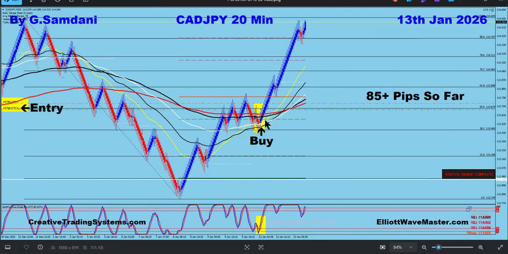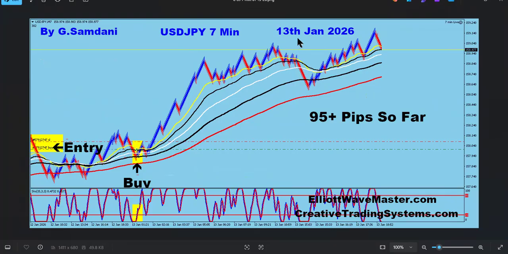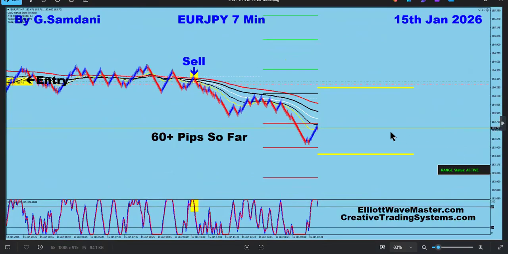Entry was on the 12th, but I closed on the 13th for 85 pip, because this thing moves slowly. Then USD yen on the 13th, another entry here for 95 pip. See how many pips just going to the upside? All yen pairs, based on the yen video that I made last Saturday. Today is Saturday too, by the way. But last Saturday I made that, and then euro yen went up, and then I started making different charts to the downside.